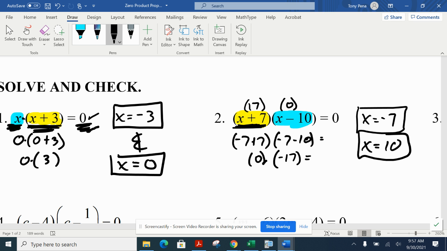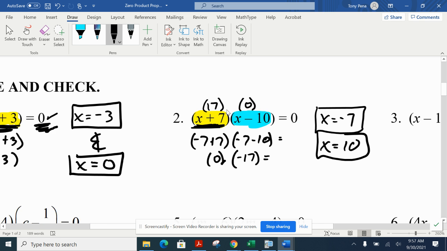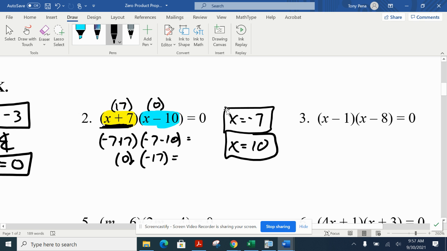Okay? Now, eventually, let me see what this next one is real quick. Yeah, go ahead and do 3. See if we're understanding that idea. Just what makes each factor a 0? So do that part first. See if we're understanding that idea.